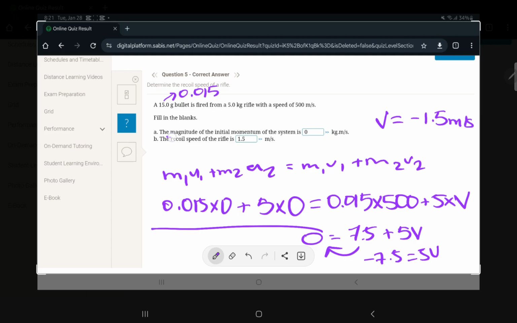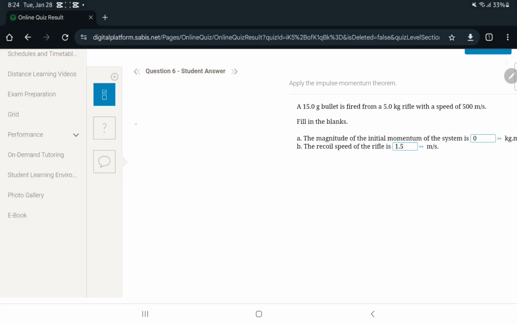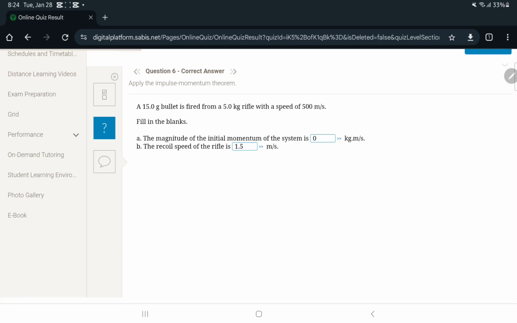Let's answer the questions. They said the magnitude of the initial momentum. Initial momentum, we calculated it to be 0. Now they said the recoil speed of the rifle. We got the velocity of the rifle, which is negative 1.5, but they asked for the speed. So it's not going to be negative, it's going to be positive. So positive 1.5 meters per second.